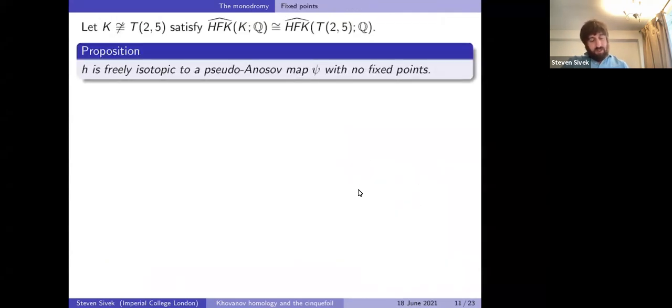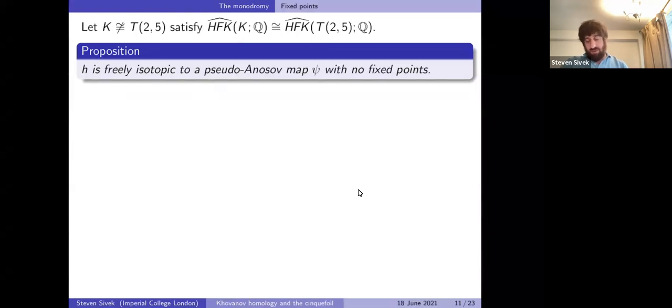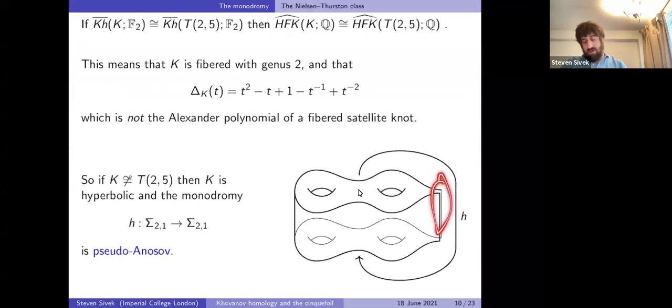All right, so the proposition is that h, our monodromy, is freely isotopic, you're allowed to rotate the boundary if you want, to a pseudo-Anosov map, and that map has no fixed points. And this is where we really start to use deep input from Floer theory. Well, even deeper, I should say. So the idea is to show that if we do zero surgery, longitudinal surgery on the knot, then we get a bundle of closed surfaces over the circle. So it fibers over the circle, and the monodromy looks the same after we fill in that puncture, the puncture from back here.